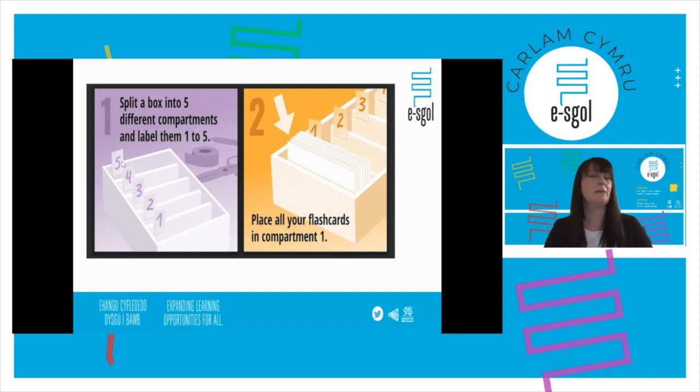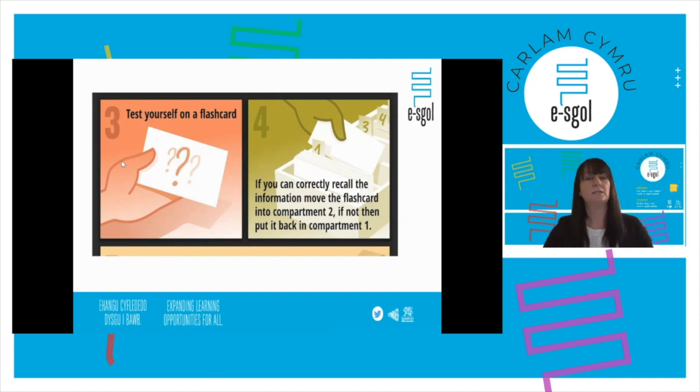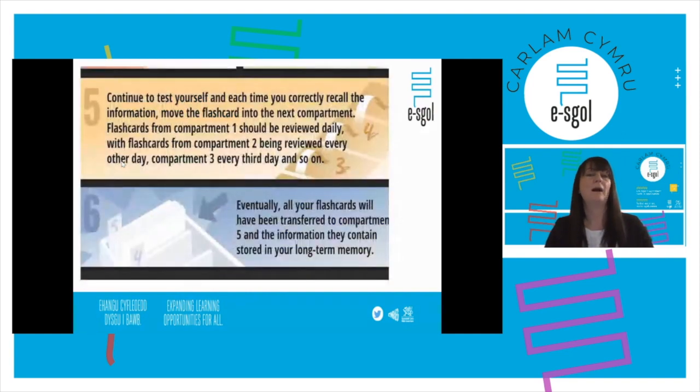Now, you can take this a step further by splitting a box into 5 different compartments and labelling them 1 to 5. And you can put all your flashcards into compartment 1. And then what you would do is test yourself. And if you got the answer right, you would put it into the next compartment, into compartment 2. And once they were in compartment 2, you would then revisit them every couple of days. If you didn't get the answer right, you keep that card in compartment 1 and you will keep on looking at it daily until you get that answer right and can move it into compartment 2.